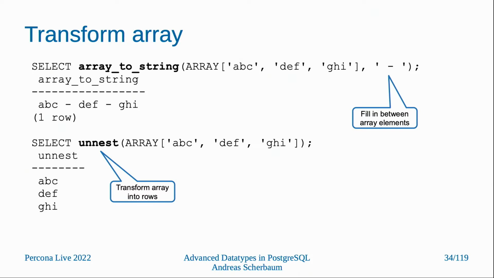You can transform arrays into strings. So you have the array to string function. You have to specify what kind of element you want to have as a fill element. And you can, which is more useful, unnest an array and make it look like a table. So you have one big array in one field, and then if you select it and unnest it, it gets returned as a list of values, like any other table.